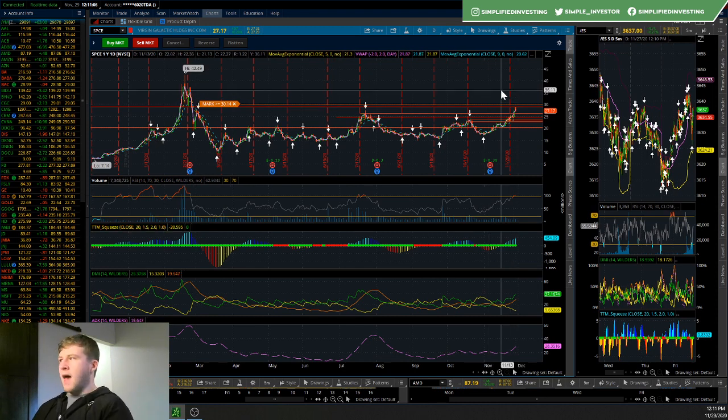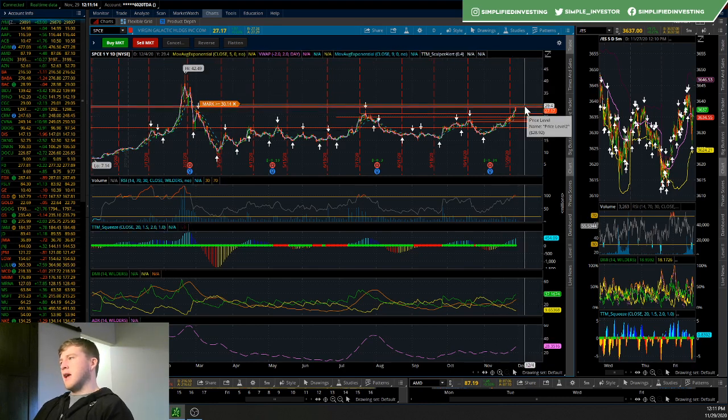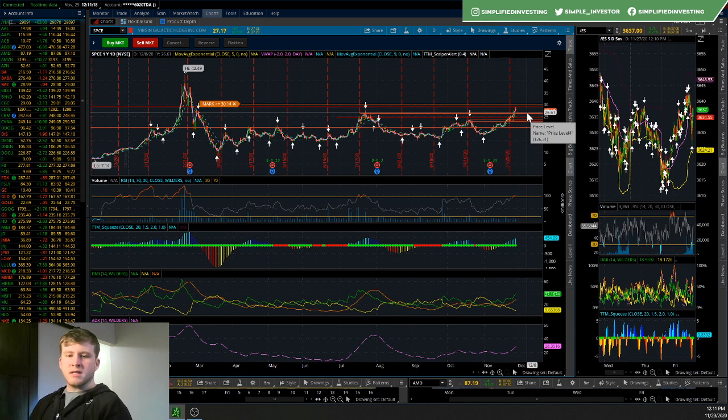Again, it isn't going to happen overnight, but wait for that execution, wait for that plan, and then enter and execute off of those price levels here. Again, 28.92 is that resistance level to break, and then that 26.31 base support here. That being said, that wraps up our four plays of the week.